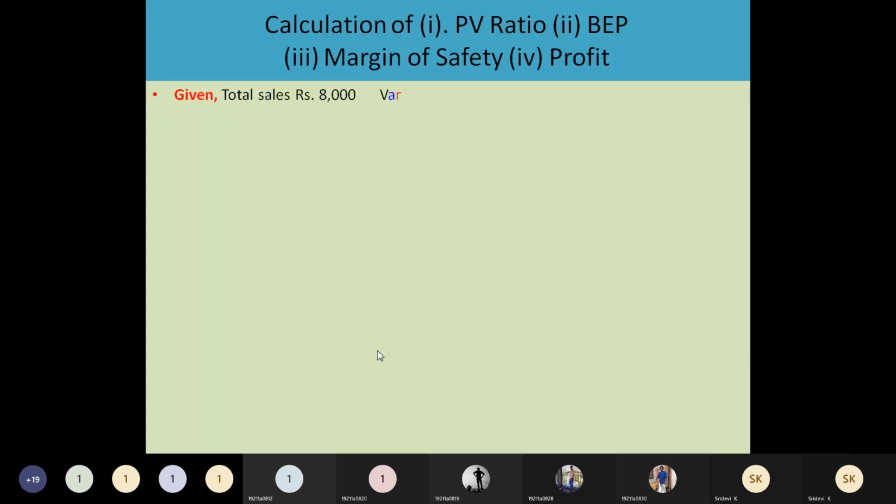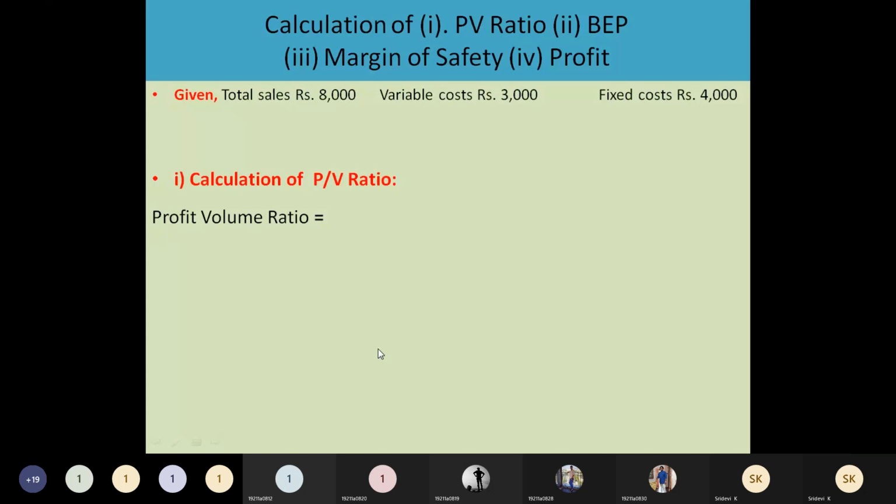Already you know how to take the information and use the profit volume ratio. Here all totals are there now. So directly take the total contribution. Instead of total contribution, I am substituting the formula of total contribution, that is the total sales minus total variable cost. Divide it by the total sales, multiply it by 100. This will give you the PV ratio.